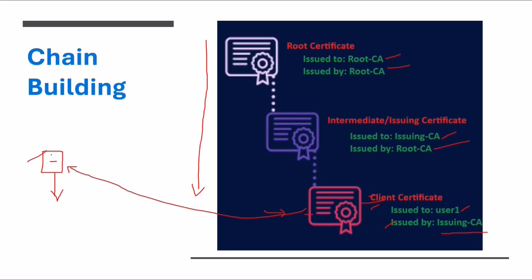Now, this Wi-Fi endpoint is only going to trust this certificate if the chain of the issuer, in this case the issuing CA, is already present with this VPN or Wi-Fi server.